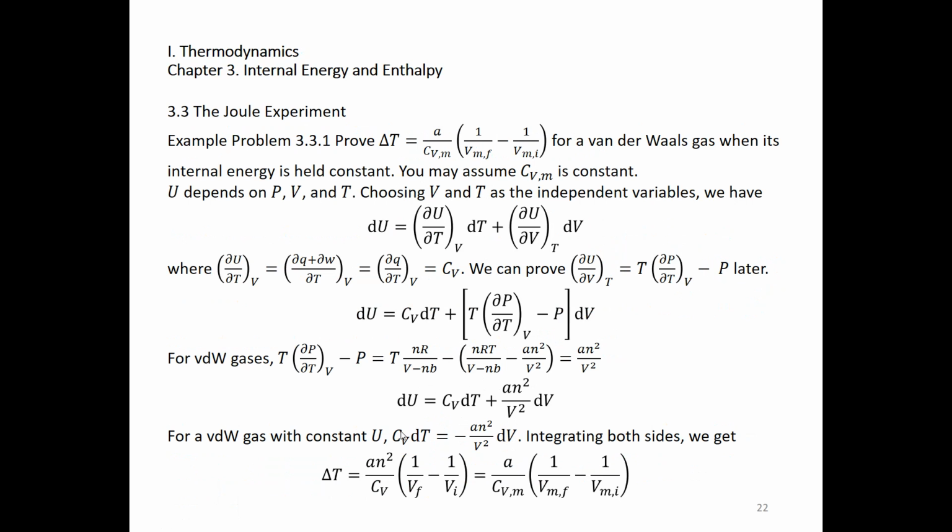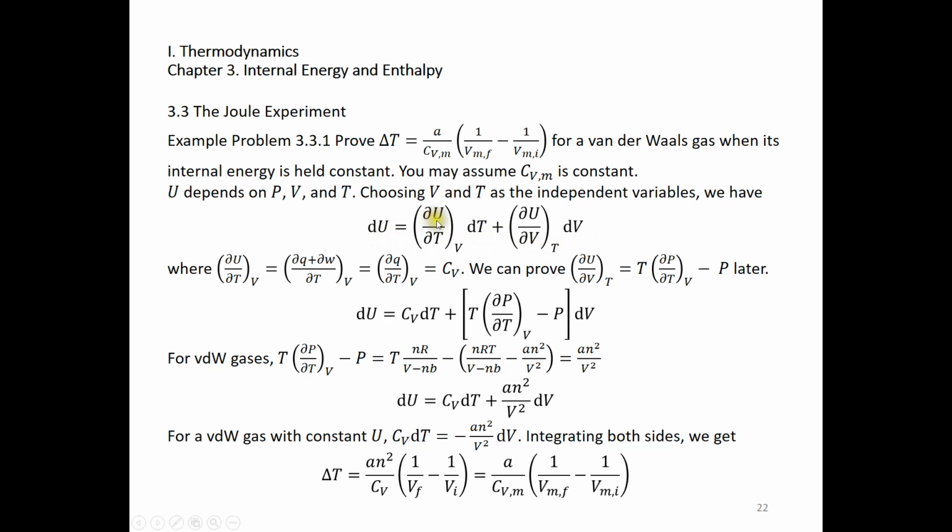Let's look at 3 numerical examples. The first one is actually an analytical example. We'll just prove this for a van der Waals gas in this Joule experiment. We will assume the molar isochoric heat capacity is constant. U, the internal energy of a real gas, actually depends on pressure, volume, and temperature. But out of these 3 variables, only 2 are independent. We will choose volume and temperature for convenience. And then U is a function of temperature and volume.